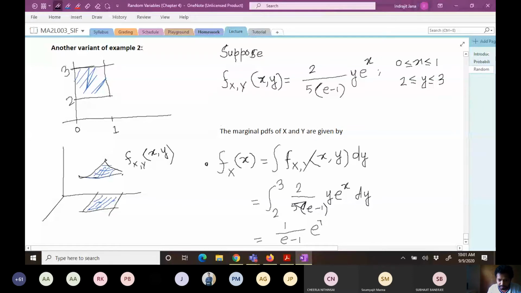So how do you find the domain of this marginal? You take the projection of the domain onto the x-axis. If you take the projection of the domain onto the x-axis, you see that x is between 0 and 1. So the range is 0 less than or equal to x less than or equal to 1.